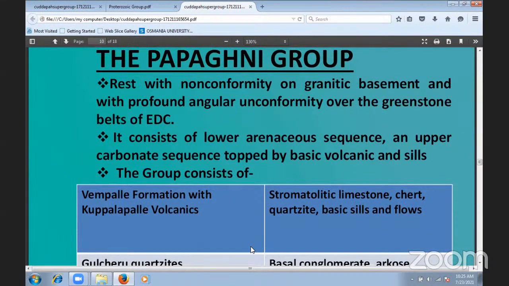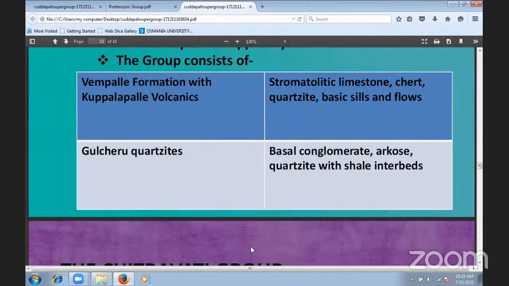The Papagni group rests with an unconformity on a granitic basement, and with a profound angular unconformity over the greenstone belts of the East Dharwar Craton. It consists of a lower arenaceous sequence and an upper carbonate sequence, and it is topped by basic volcanic sills. And the group consists of the Vempalle formation with the Kuppalapalle volcanics. Along with this, we can identify the stromatolitic limestone, chert, quartzite, basic sills, and flows.